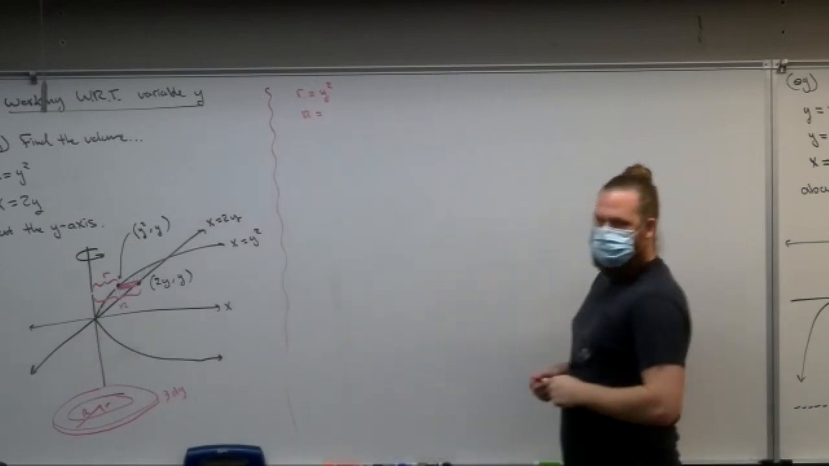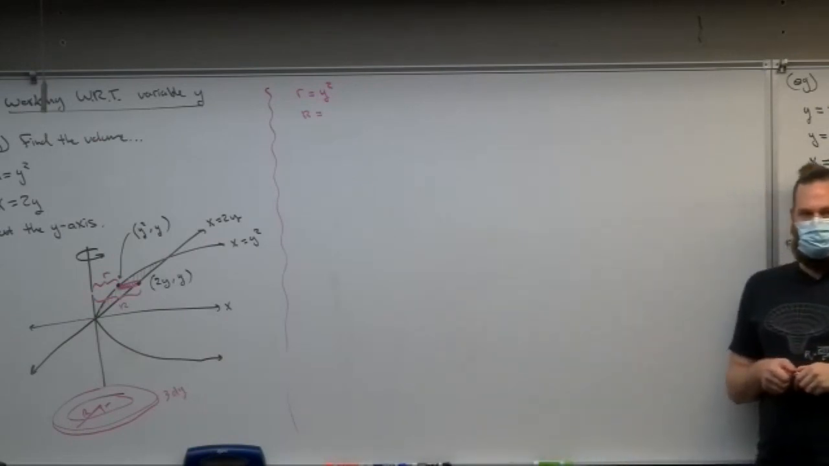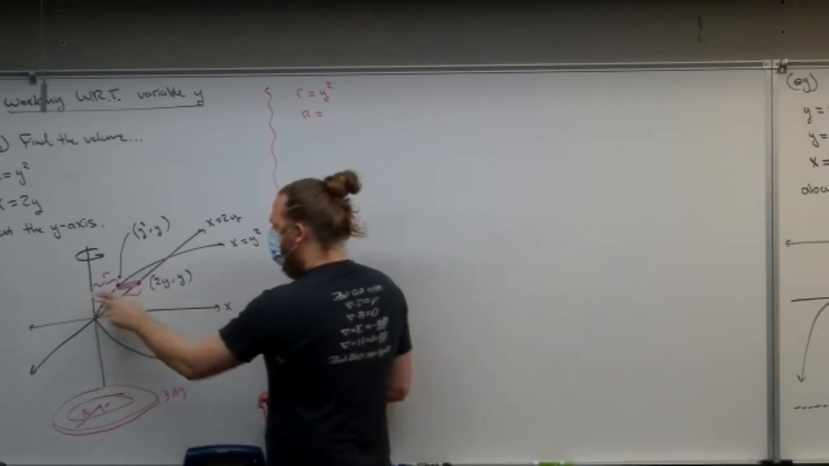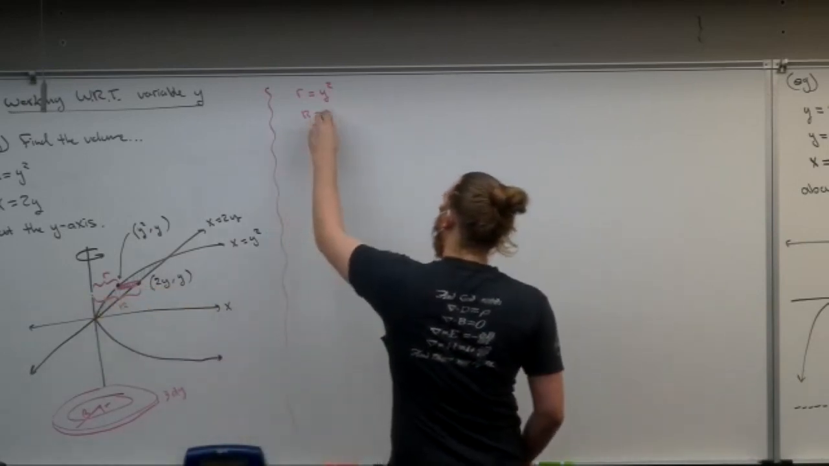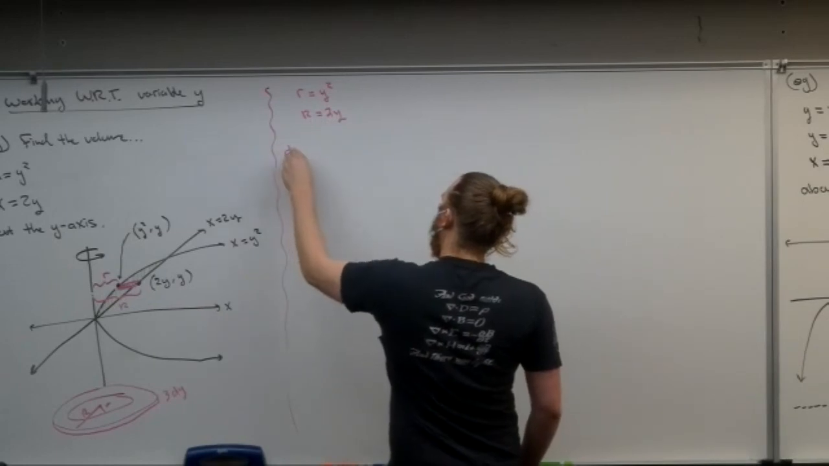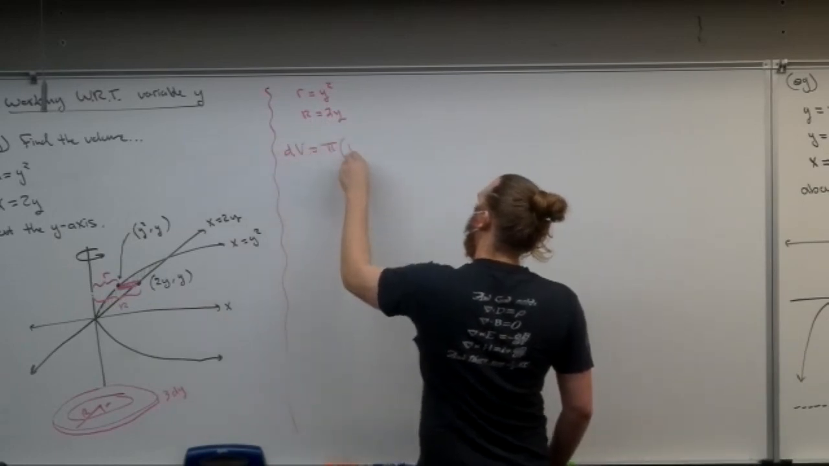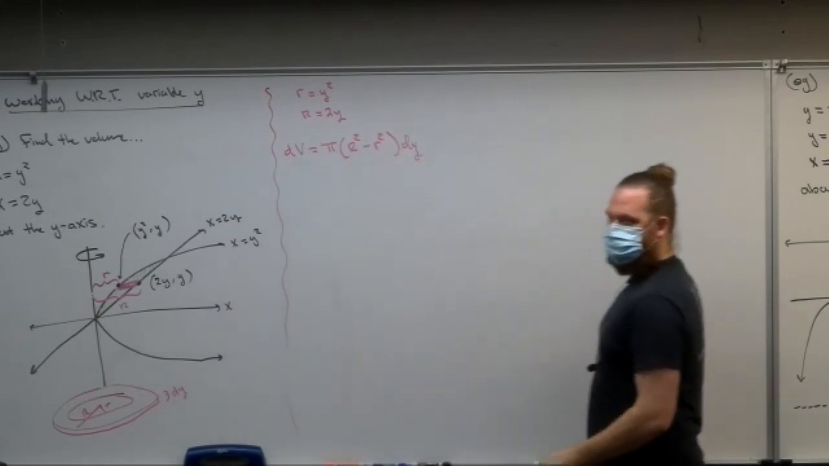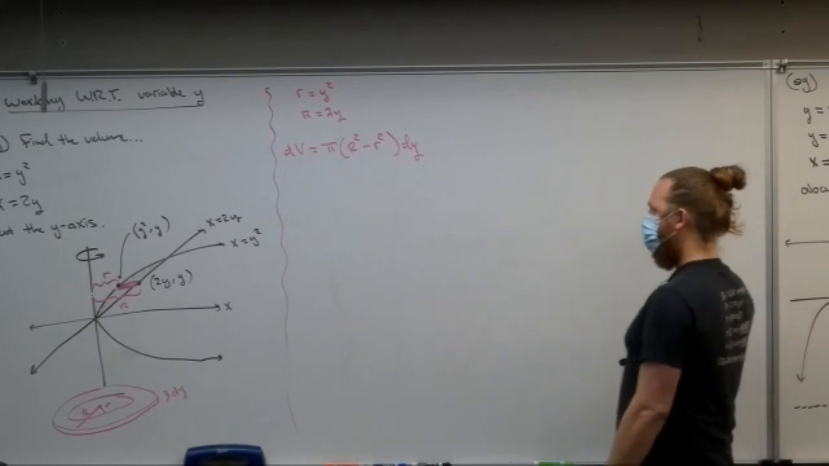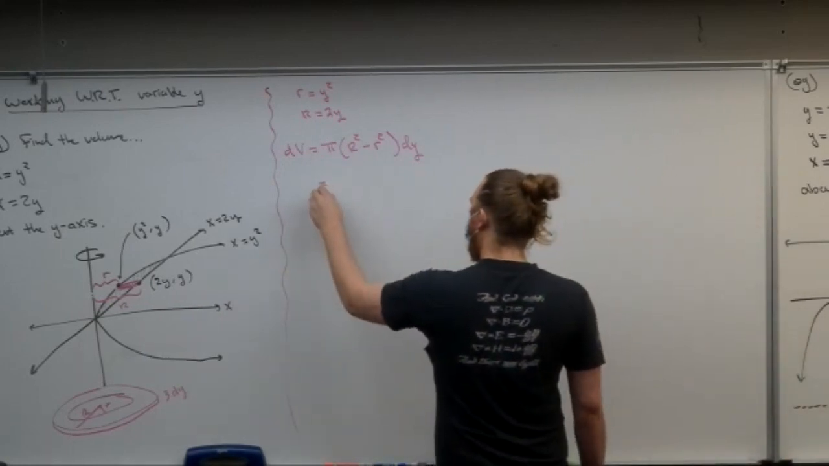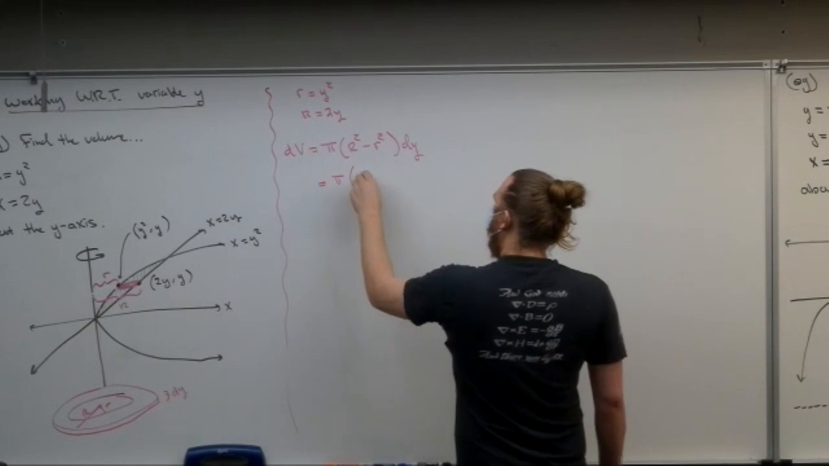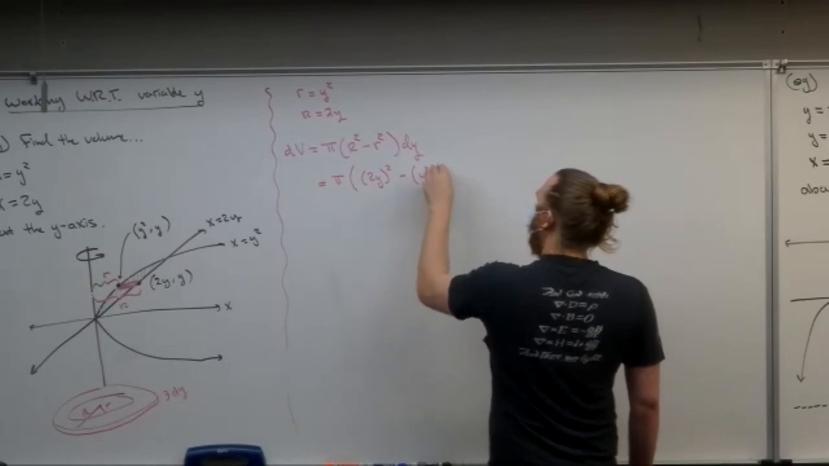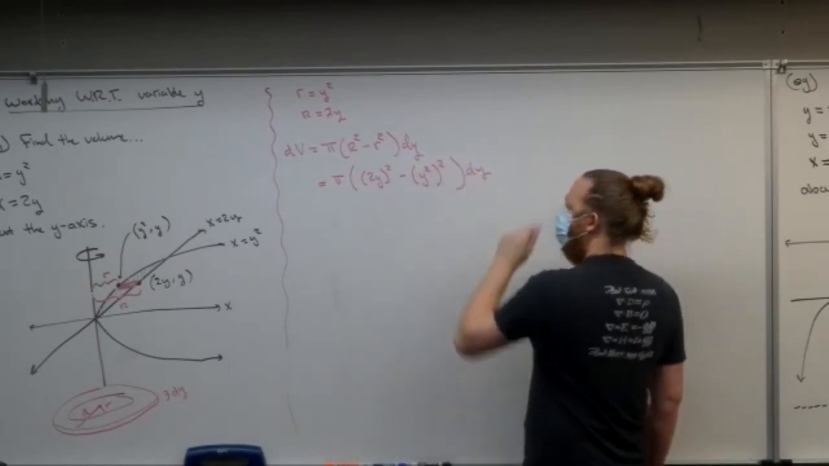Okay. What is big R? 2y. Very good. Same logic, right? X value here minus the x value here. That's 2y minus 0. Therefore, dV is pi times big R squared minus little r squared dy this time, right? So my thickness is a y thickness, which is pi times (2y)^2 minus (y^2)^2 dy.